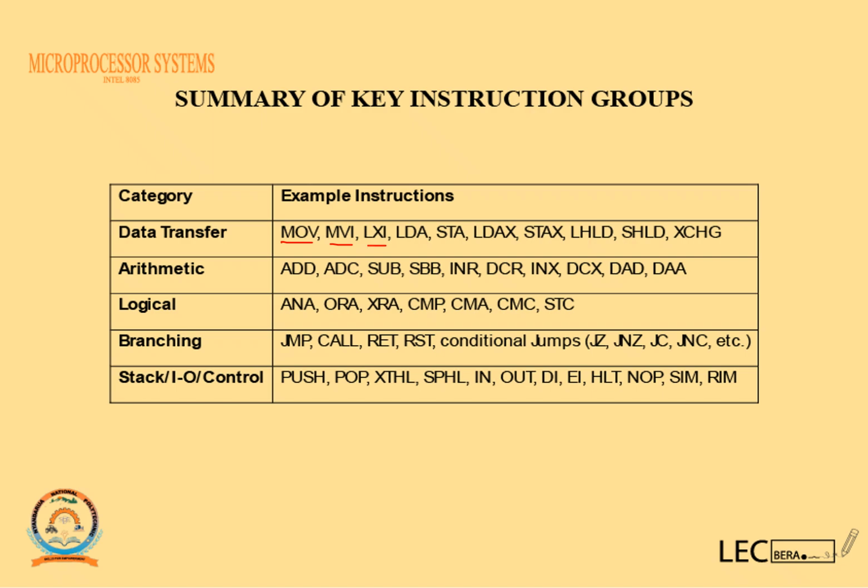Okay, let me talk about a few of them, so you are now familiar with them. This one is when you want to load an immediate data to the accumulator. So you want to load an 8-bit data to the accumulator, so you use MVI. This one is when you want to load data from a memory location to the accumulator. This one is when you want to store data from the accumulator to a memory location. This is when you want to load a register pair with a 16-bit data.